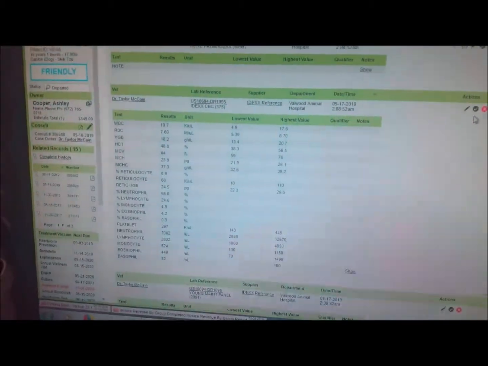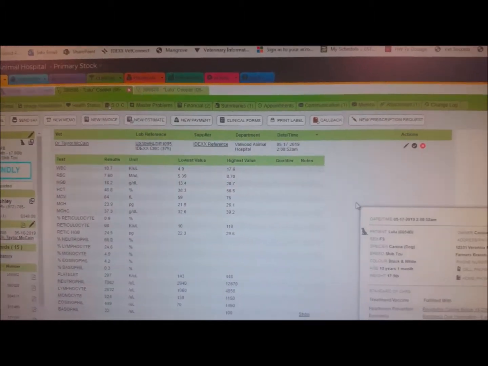Now for Lulu, we have laboratory forms, so we can get some blood work before we start her dental. This is what we have here for Miss Lulu. We can see her hematocrit, her red blood cells, white blood cells, all her values here, making sure that everything looks good before we start the procedure.